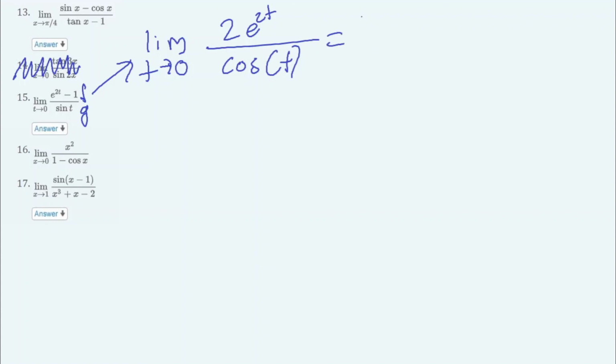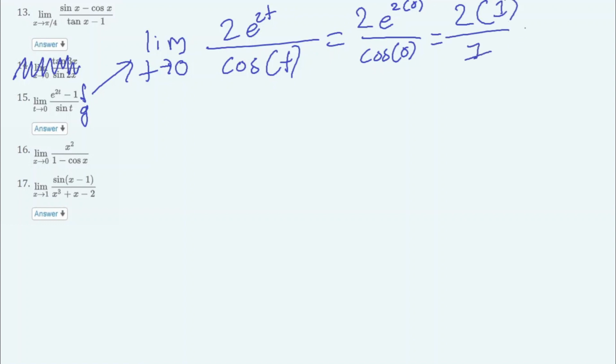So if we plug it in, we're going to have 2e to the 2 times 0 power over cosine 0. If we simplify even further, e to the 0 power is 1, so it's 2 times 1 over cosine 0, which is 1. And our final answer is going to be 2.